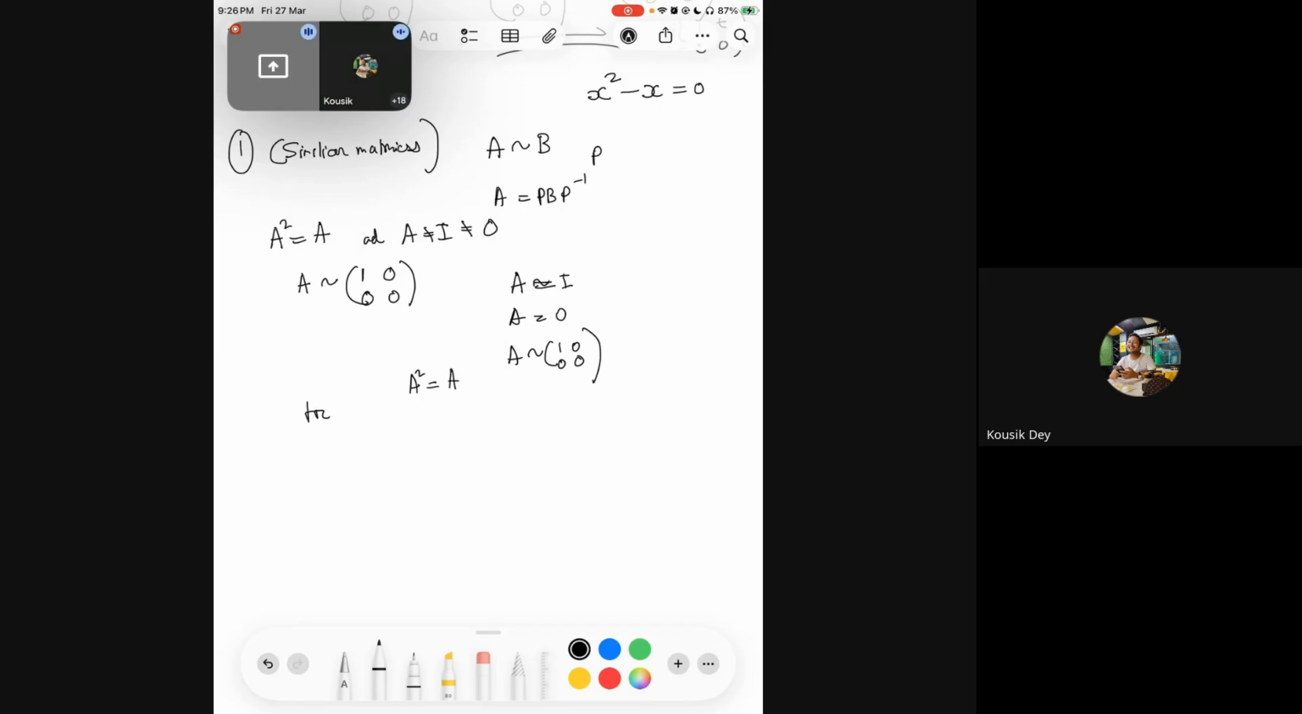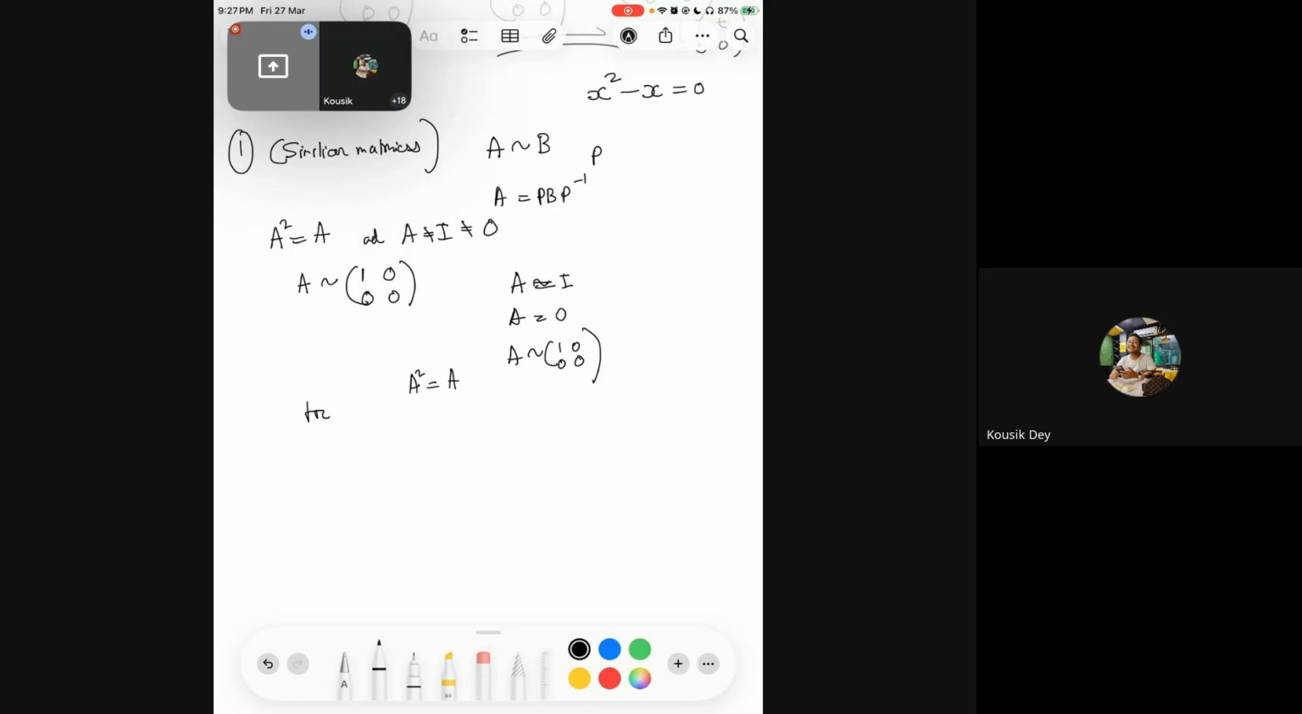The underlying field is R. Okay, so the possible eigenvalues are 0 and 1. So do you know that similar matrices have the same trace? Everyone should know this. This is UG level stuff. Similar matrices have the same trace, same determinant, same minimal polynomial, same characteristic polynomial.